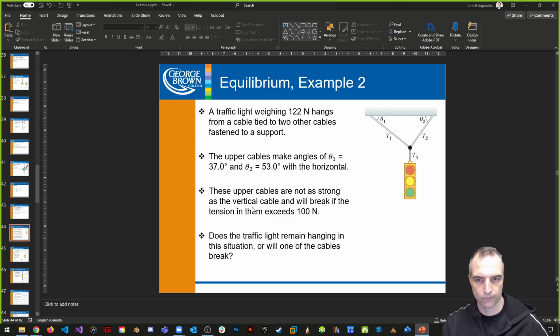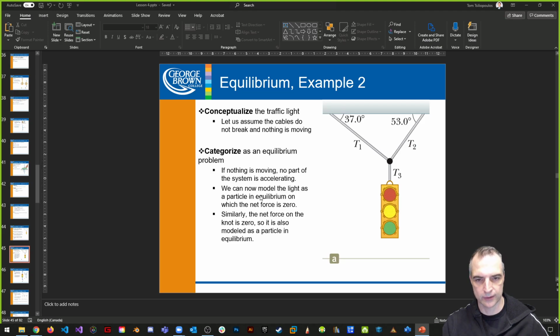Okay, so how do you approach this problem? First, we conceptualize. We start drawing the stuff with the different information that we have: 37 degrees, 53 degrees. Let us assume that the cables do not break and nothing is moving. Let's just assume that first. Next, if nothing is moving, no part of the system is accelerating, and therefore the sum of all forces equals 0, which means this object is in equilibrium. Similarly, the net force on the knot is 0.